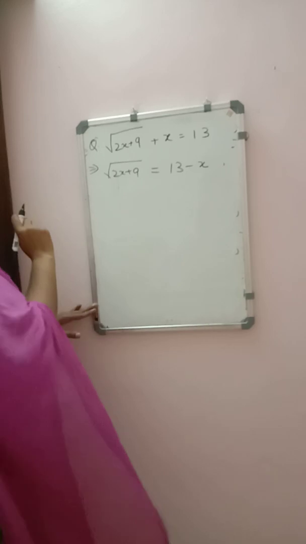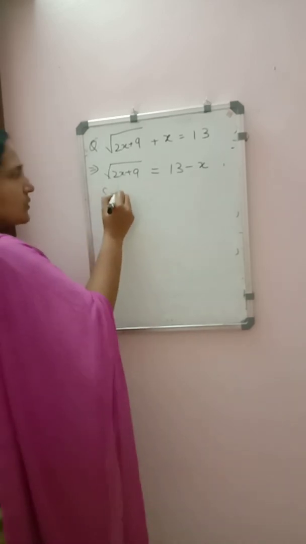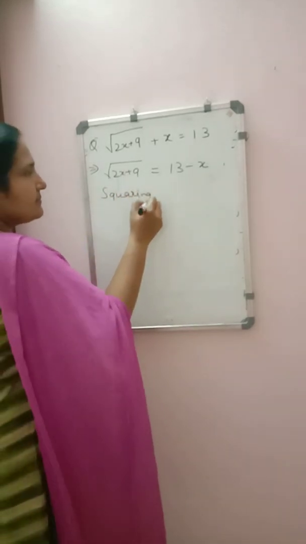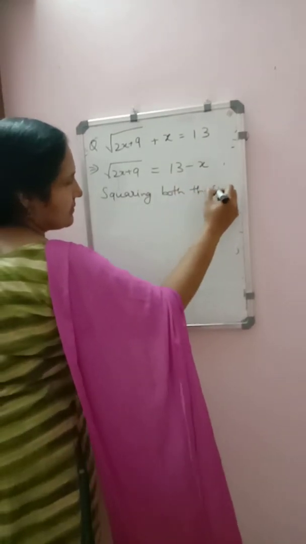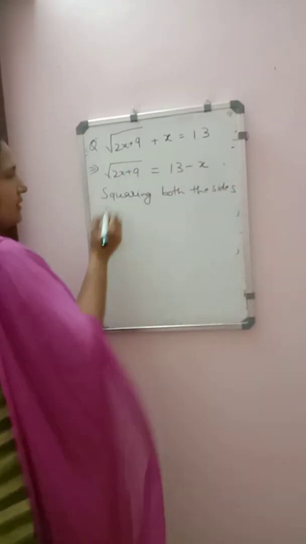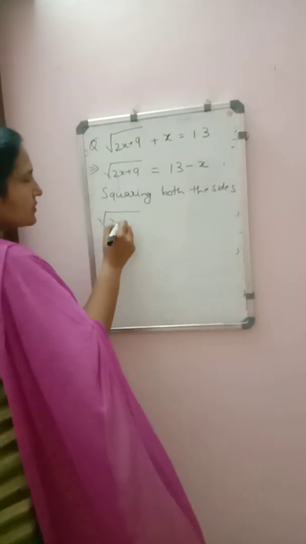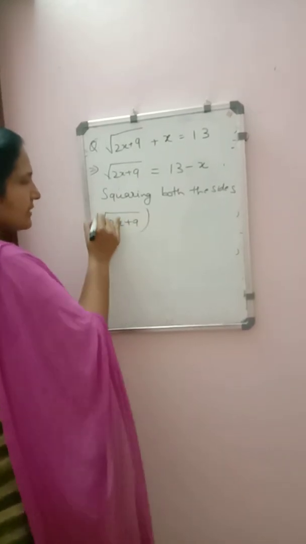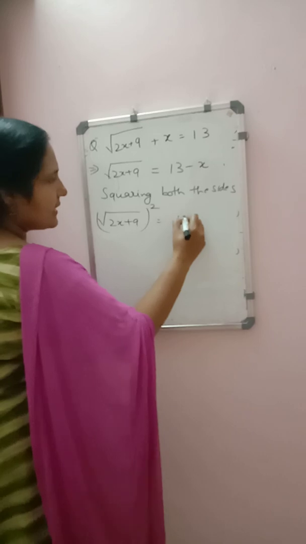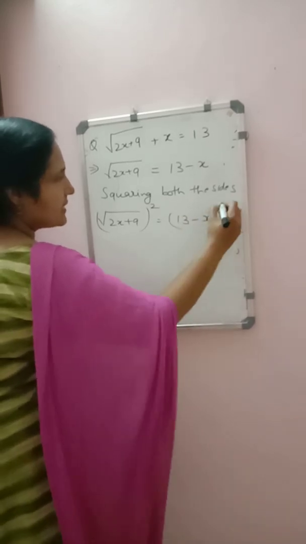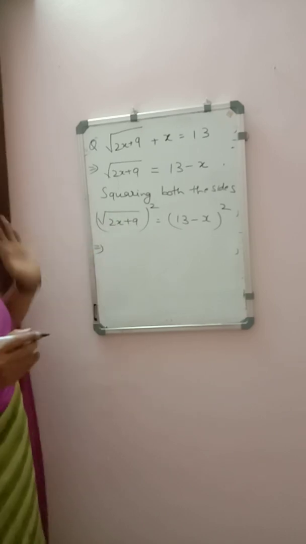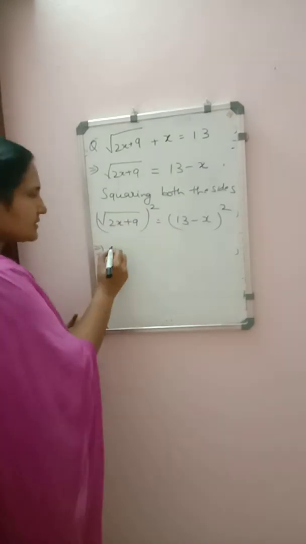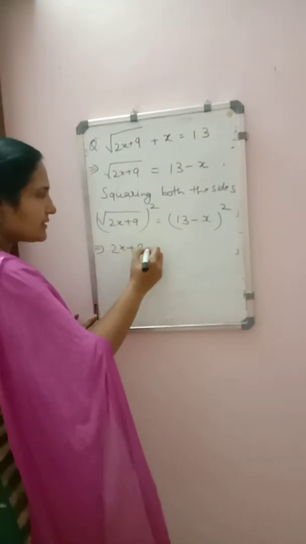Now, to avoid the square root, what will we do? Squaring both the sides. The left hand side will be the square root of 2x plus 9 the whole square, and the right hand side 13 minus x the whole square. The square root will get cancelled when we do the square. Remaining is 2x plus 9.